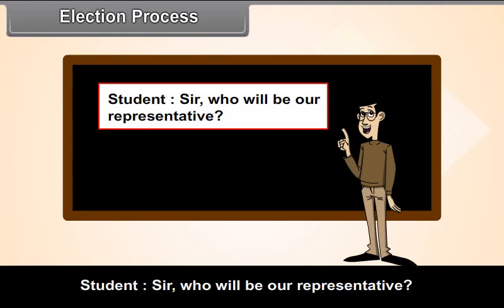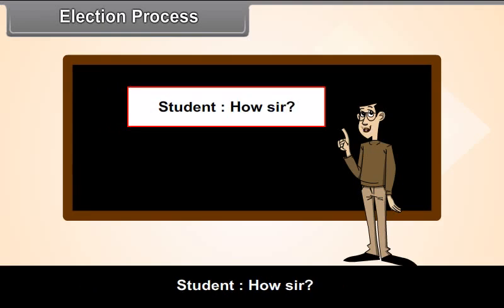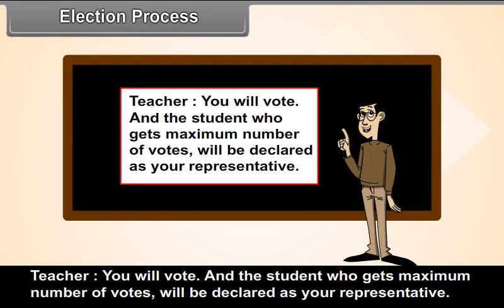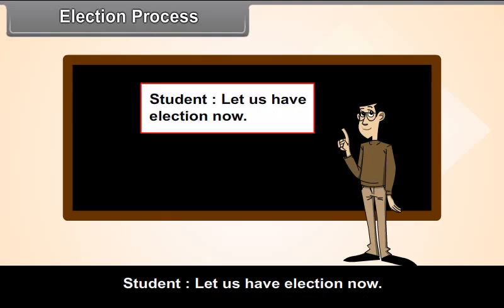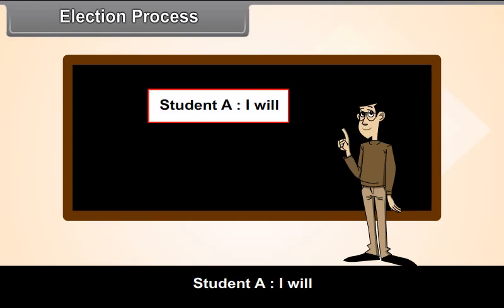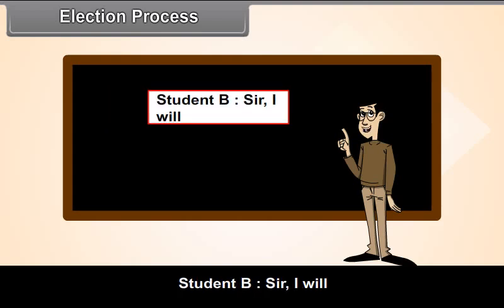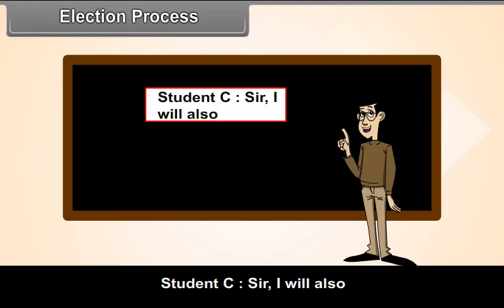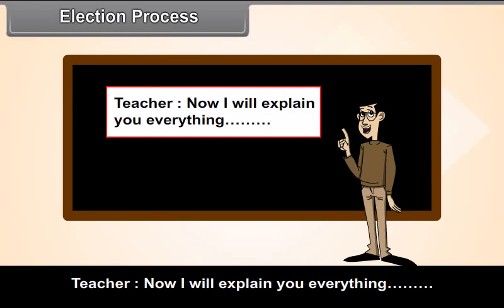Student: Sir, who will be our representative? Teacher: You all will vote, and the student who gets the maximum number of votes will be declared as your representative. Student: Let us have the election now. Teacher: Who will contest the election? Student A: I will. Student B: Sir, I will. Student C: Sir, I will also. Teacher: Now I will explain everything to you.